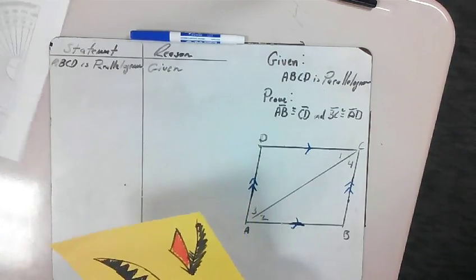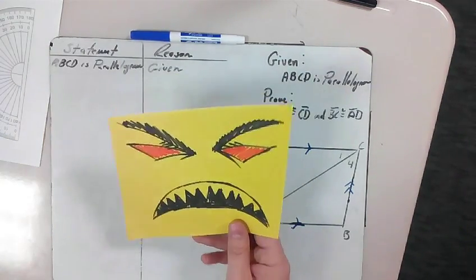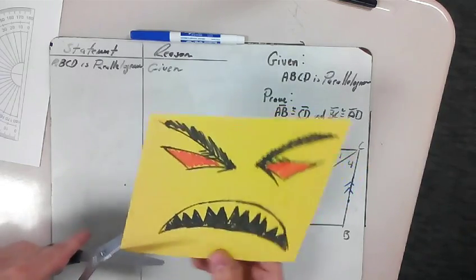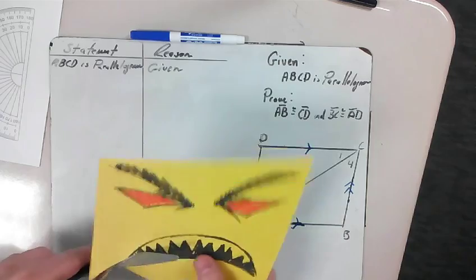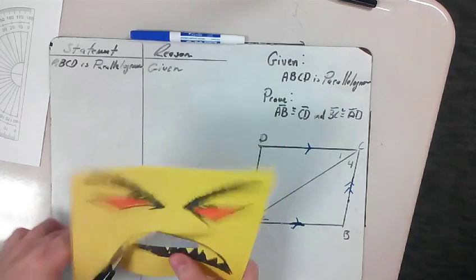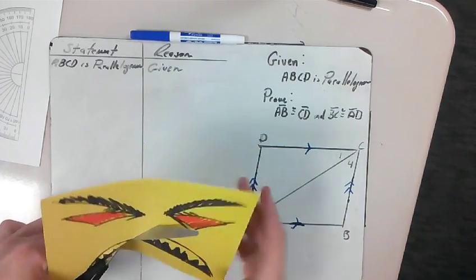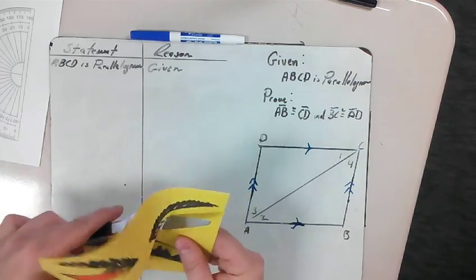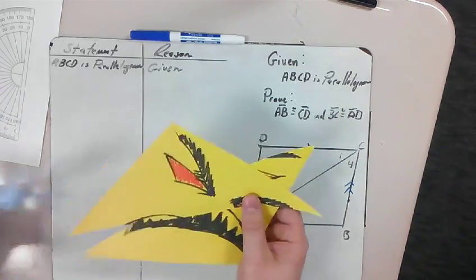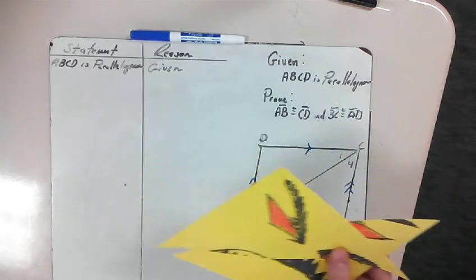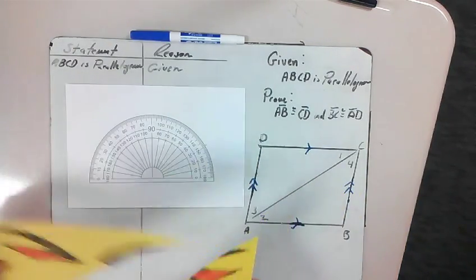If I cut our evil parallelogram in half, I'm going to do my best to make a split triangle here. Slow death for our parallelogram. Not so evil anymore. So let's take a look now.